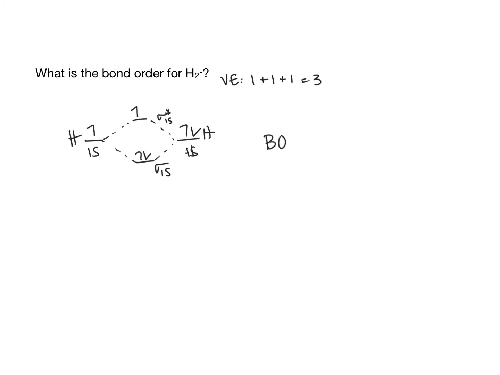So the bond order would be 2 minus 1 divided by 2, and that gives you 1/2. So this has only a 1/2 bond. It is positive, so it is stable, but it is not as strong as what we see for hydrogen gas, which has a bond order of 1.